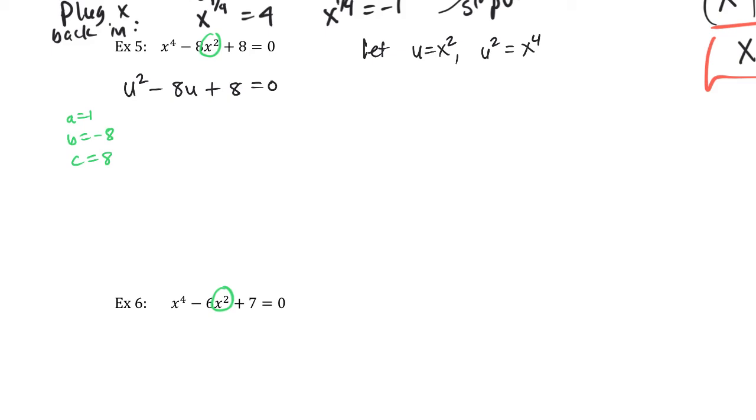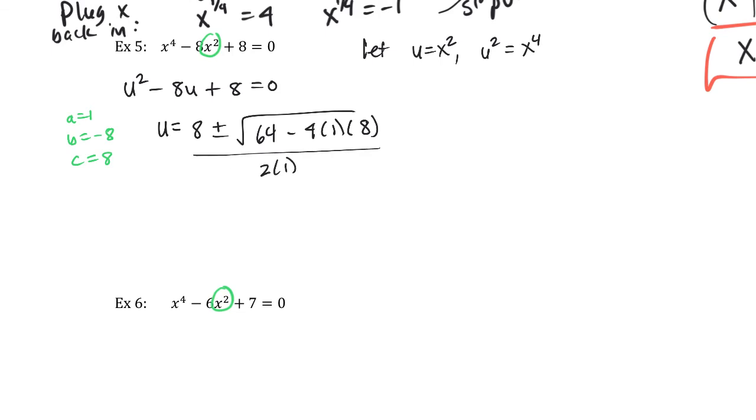Now remember we're in u, so u equals the opposite of b, so that would be 8 plus or minus the square root of b squared, so that's 64, negative 8 squared is 64, minus 4 times a, which is 1, times c, which is 8, all over 2 times a, which is 1. So u is equal to 8 plus or minus, let's see, 64 minus 32, that would be 32, all over 2, and then the square root of 32, that's 16 times 2.